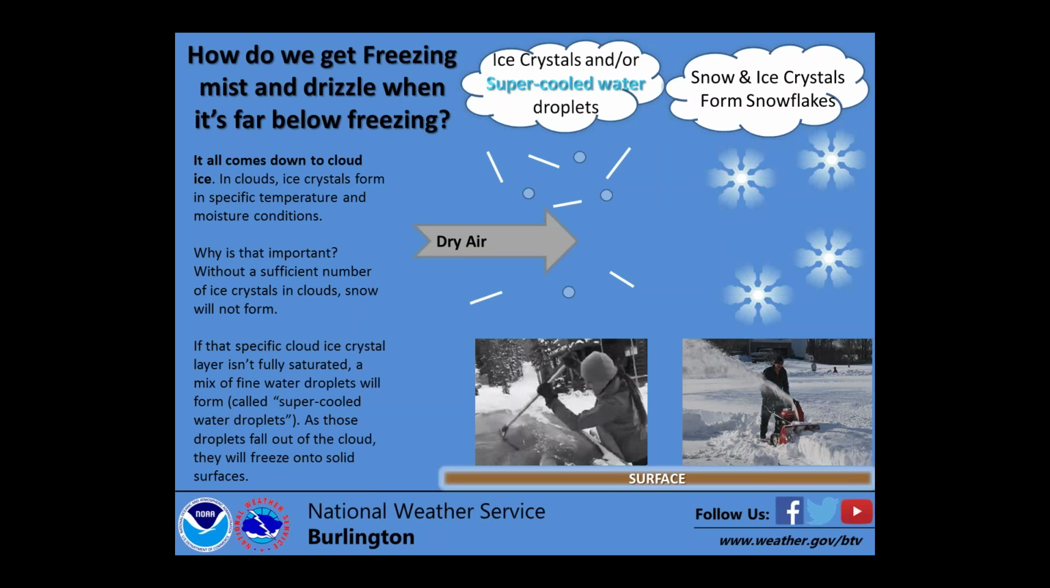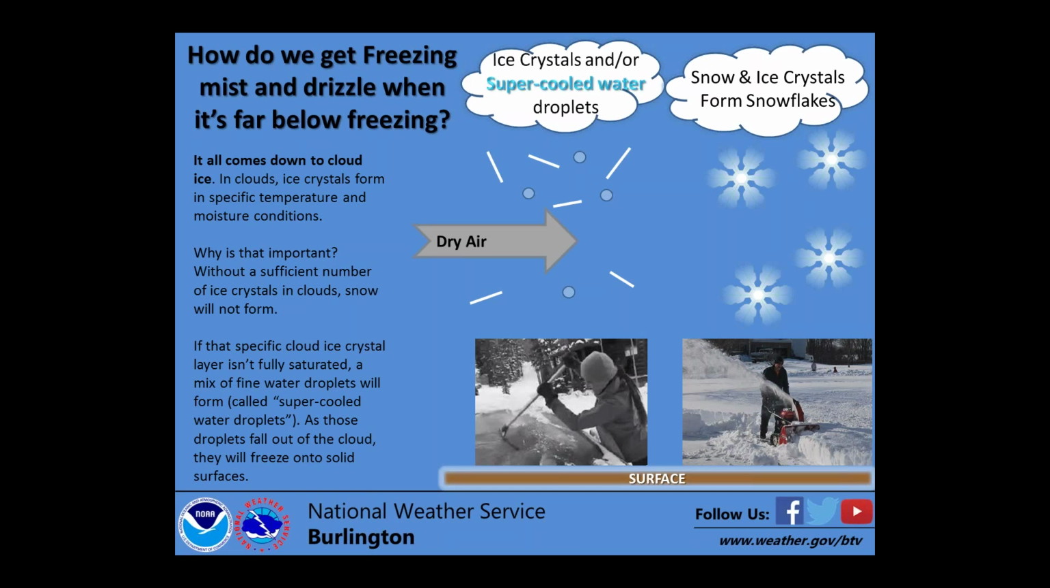There are some cases when we don't actually have stereotypical or textbook examples like I just showed you. We can get freezing mist or drizzle when the surface is very, very, very cold. This actually occurred last year. This is one of our Facebook posts from last year.